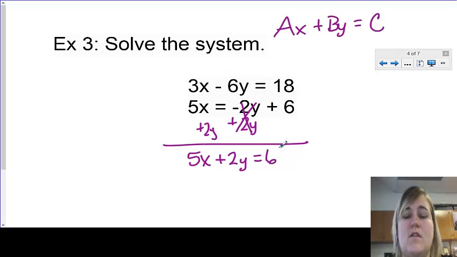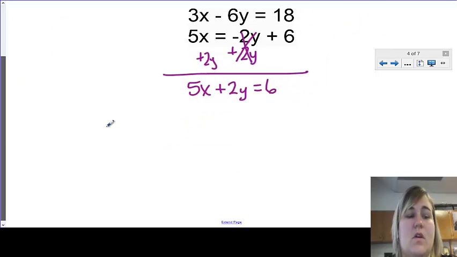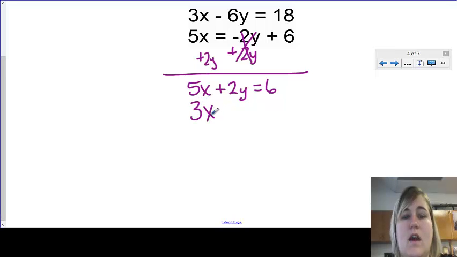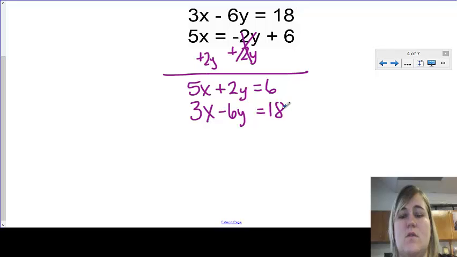Now I'm going to stack this other equation underneath of it so that I can work. So I have 3x minus 6y equals 18. All I've done is rewrite this equation right here. Alright, so I have 5 and 3. Those are totally different coefficients. I have 2 and negative 6. Totally different coefficients, but they are opposite signed.